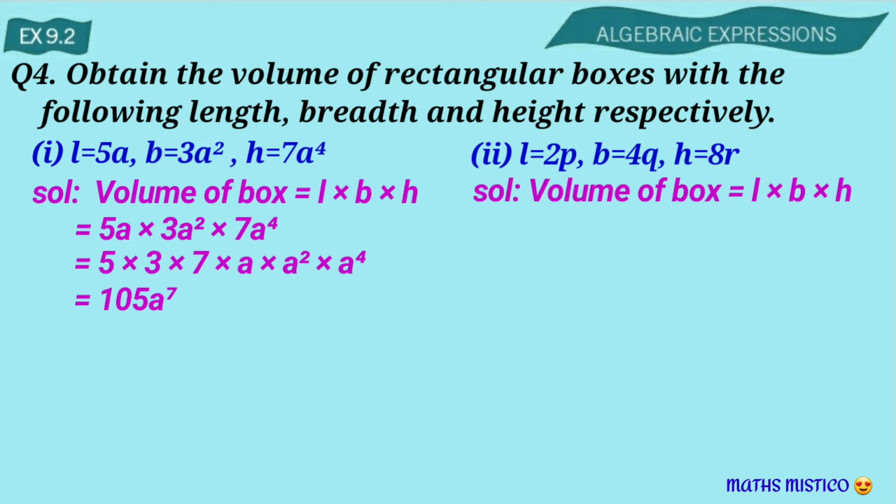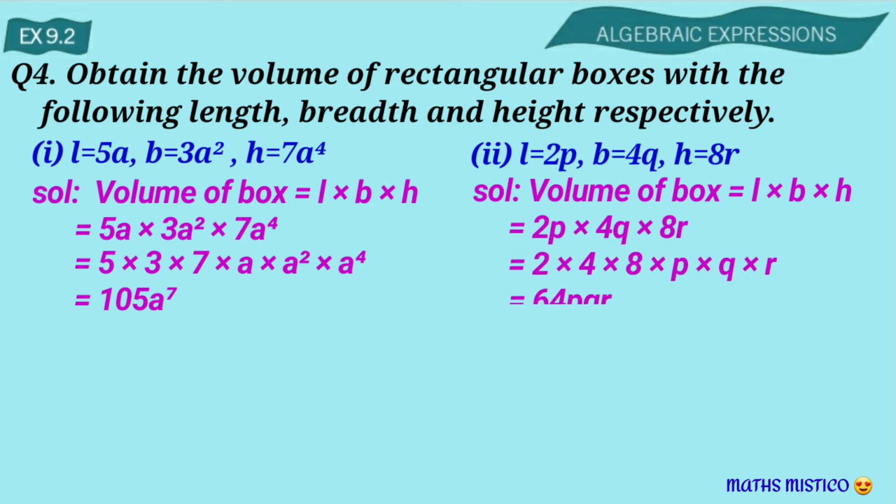So the volume will be 2 into 4 into 8 into P into Q into R. On multiplying the numbers together we get 64. While multiplying the variables there is no repetition of variables, so we will simply write it as PQR.